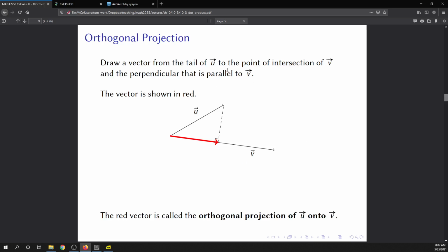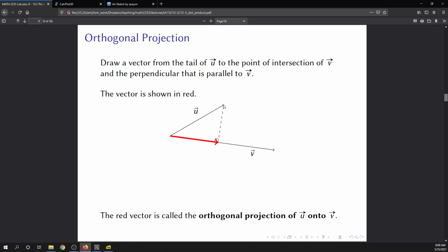And then we're going to make a new vector. That vector is going to go from the tail of u out to that point of intersection of that perpendicular. So here the vector is shown in red, like this. And that vector is the orthogonal projection of u onto v. You can kind of think of it as what part of u points in the direction of v.